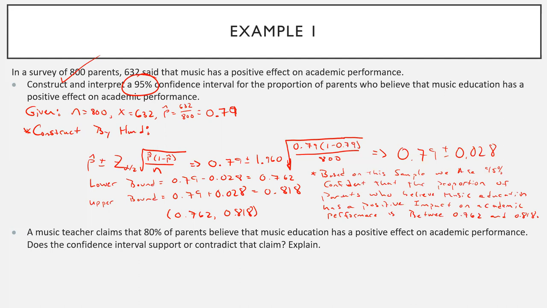Okay. So just as a follow-up question here, looking from the confidence interval. A music teacher claims that 80% of parents believe that music education has a positive effect on academic performance. So the music teacher says, hey, it's 80%, okay? So our sample proportion was only 79, okay? But look at our confidence interval. Does the confidence interval support or contradict the claim of this music teacher? What do you think?